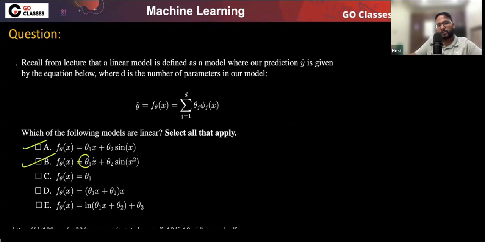B is the answer, right? Because theta 1, theta 2, everything else doesn't really matter to me. What about C? Yes, right? What about D? It is a constant, definitely like this. What about D?